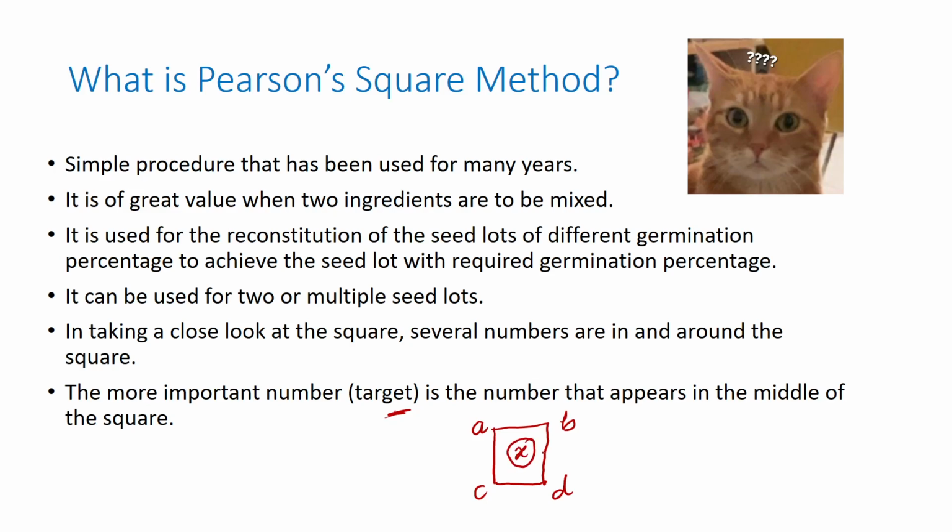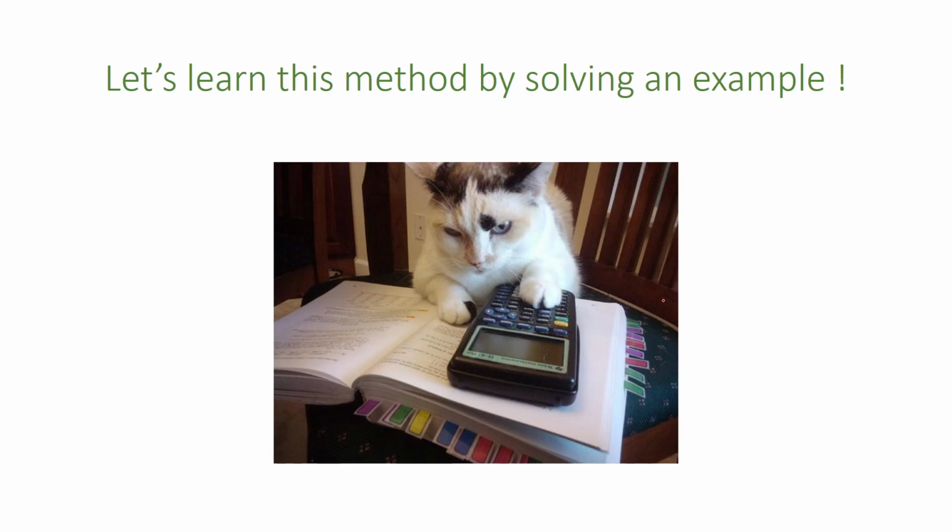So this X will become our target. What is target? Target is nothing but the resultant number which we want. So that will come in the middle and that we call as the target. So when a question will appear based on this method, how to solve it? Let us learn this by solving an example.